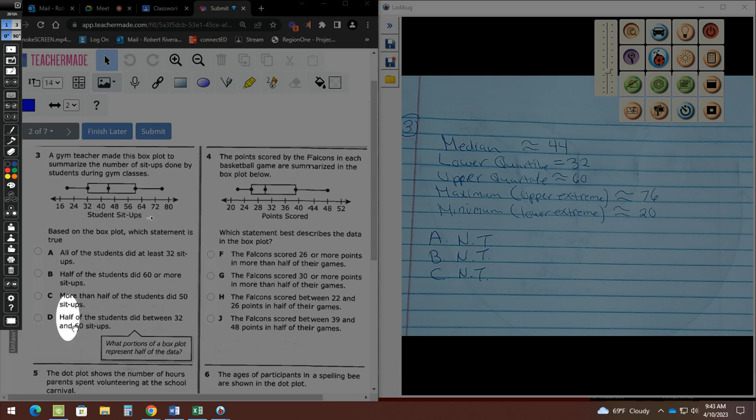Listen again. Half of the students did between 32 and 60 sit-ups. Okay, so here's 32, yes? Between means up to 60, which is right there.